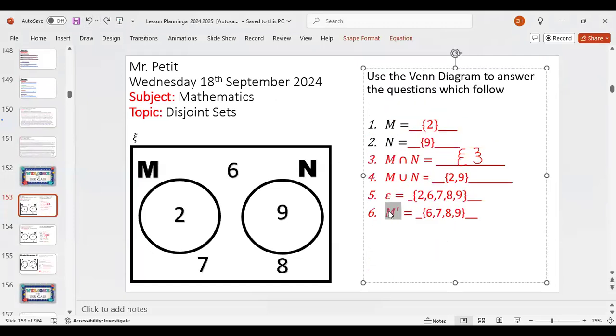Now N complement. So N complement, I want you to put your answer inside the chat for me. N complement, what is that going to be? Let me write it properly. N complement. So N complement is going to be everything except for what? Everything except for N. So that means, put your answers inside the chat. Let me see if y'all get it.